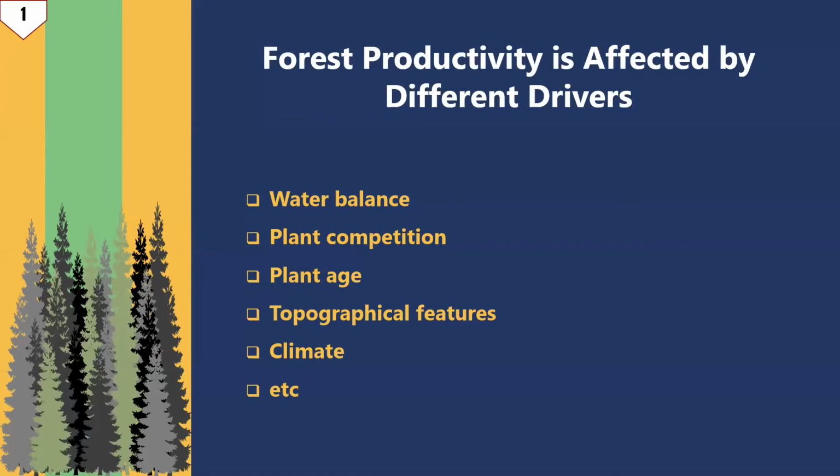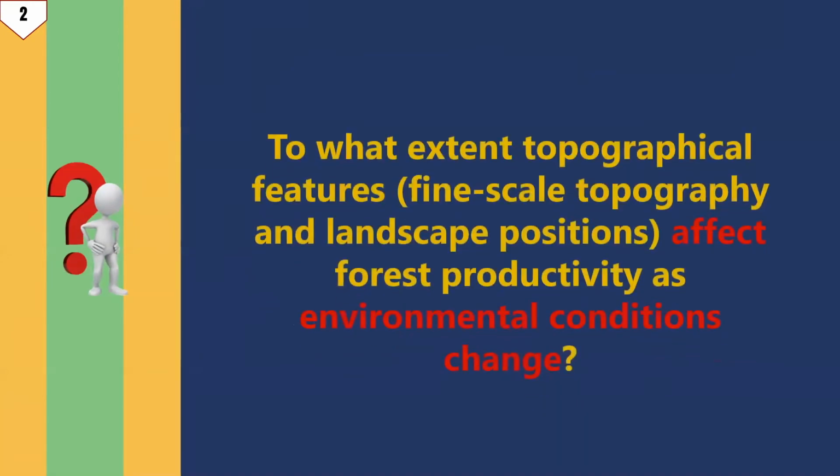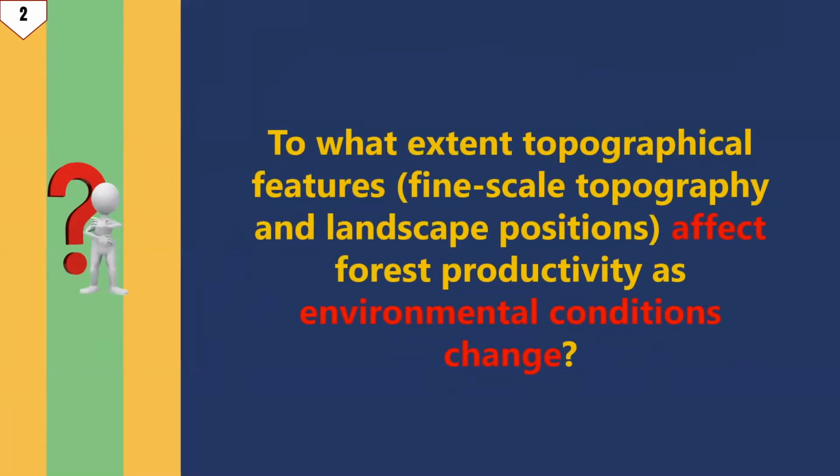There are different factors altering forest productivity, including water balance, plant competition, plant age, topographical features, climate, and several more, but I just mentioned a few of them here. However, we will mostly focus on the effect of topographical features and climate on forest productivity. In this research, we ask to what extent topographical features, or fine-scale topography and landscape positions, affect forest productivity as environmental conditions change.